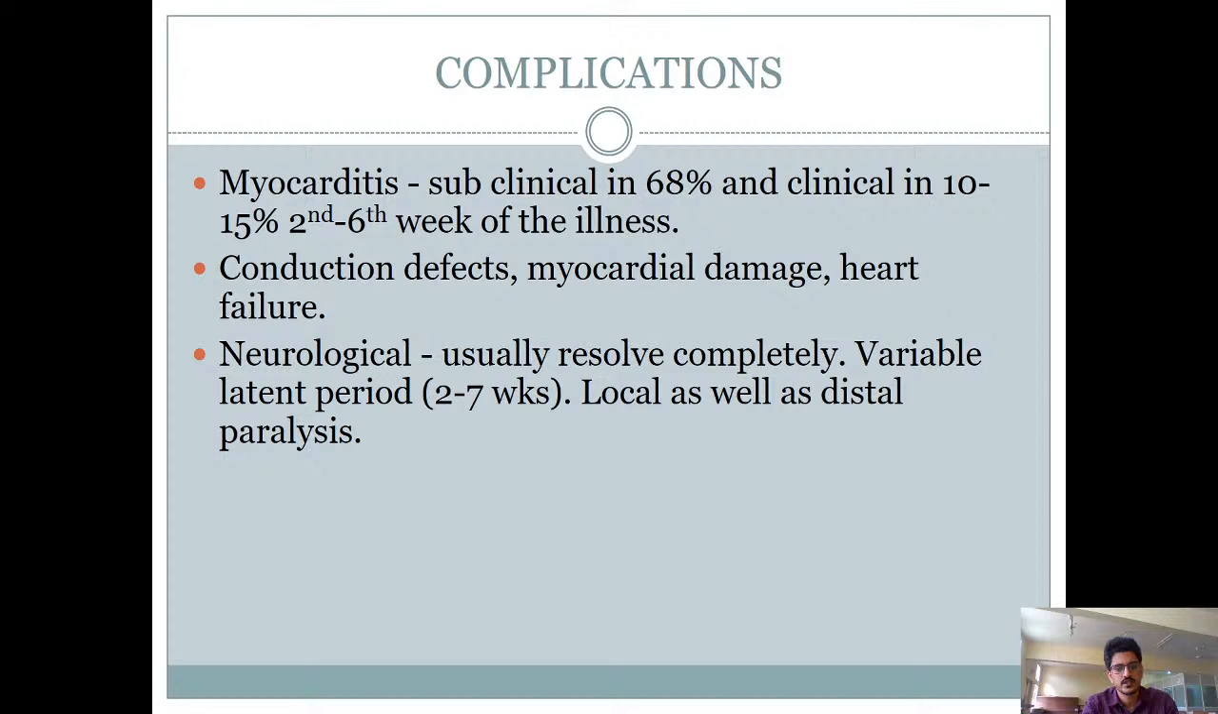Basically, neurological features have a latent period, but myocarditis can have a latent period or not. So during the disease time itself the child can present with myocarditis, or after the clinical disease, in the second to sixth week of illness, the child can present with cardiomyopathy features.